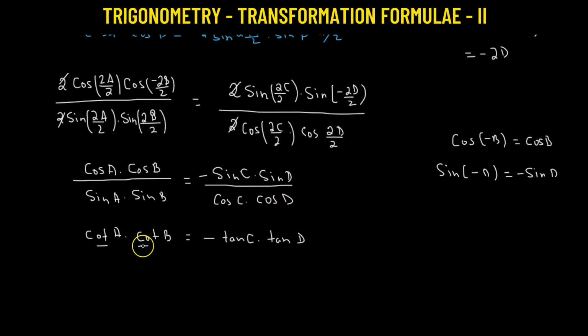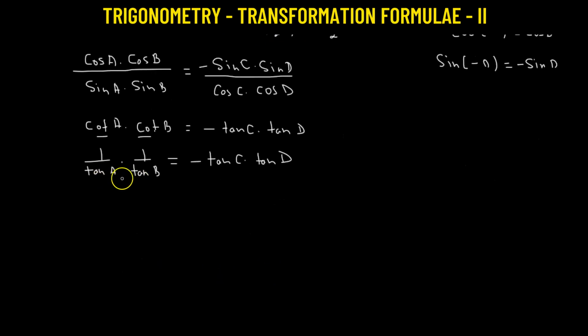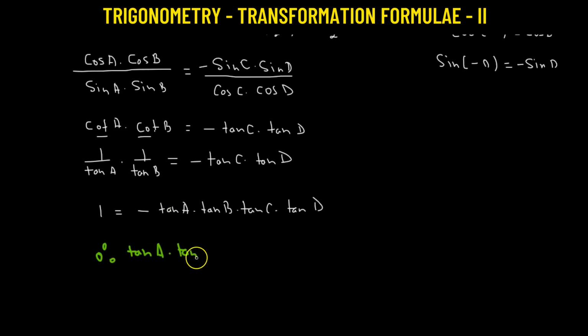Now we know that the cotangent is the reciprocal of the tangent function. So cotangent of A will be simply 1 over tangent of A multiplied to 1 over tangent of B, because tangent of B is the reciprocal of the cotangent function. We have negative tangent of C times tangent of D. So let's multiply throughout with tangent of A times tangent of B. So we have 1 equals to negative times tangent of A times tangent of B multiplied to tangent of C times tangent of D. So if we multiply both sides with negative 1, then we're going to get a final value of tangent of A times tangent of B times tangent of C times tangent of D. So that's going to be equals to negative 1.